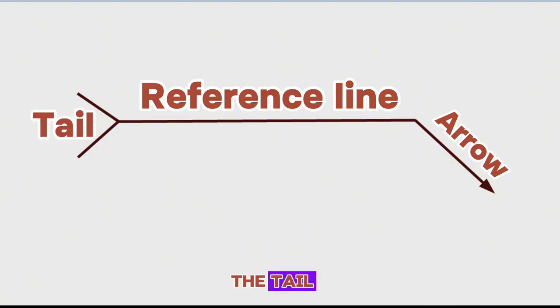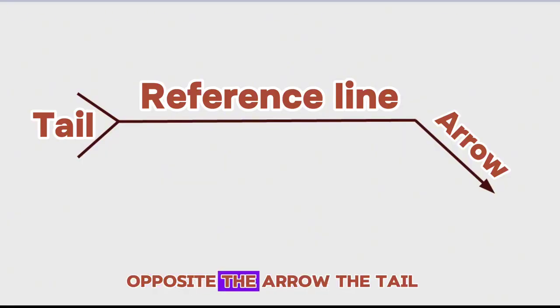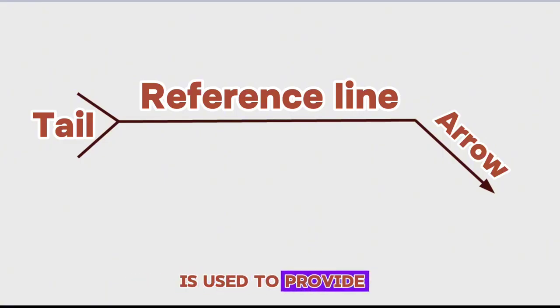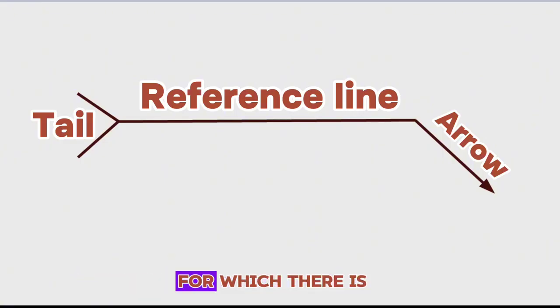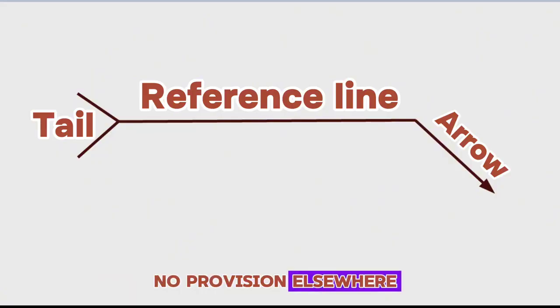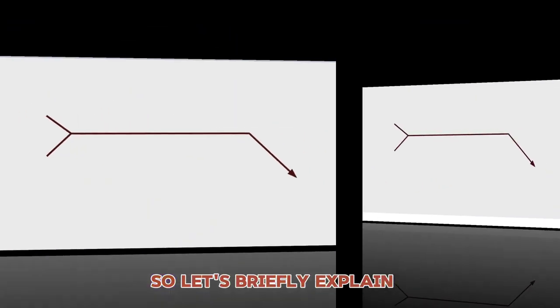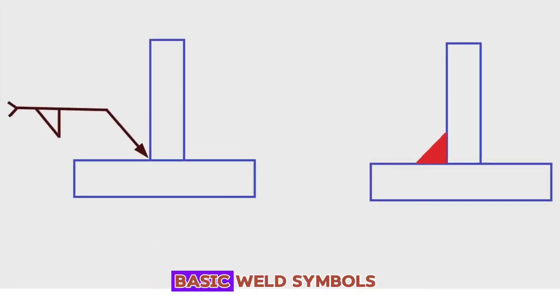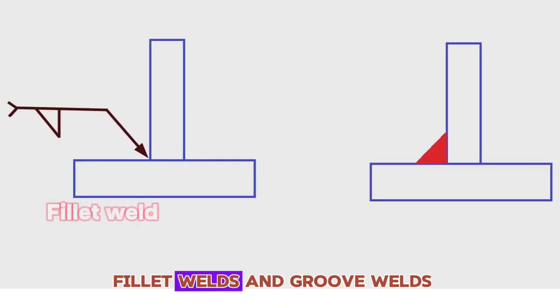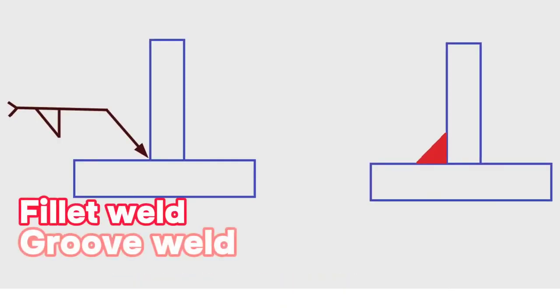The tail. The tail is the last part of the welding symbol, which is drawn at the end of the reference line opposite the arrow. The tail is used to provide welders with additional information for which there is no provision elsewhere. So, let's briefly explain each one of the basic weld symbols: fillet welds and groove welds.